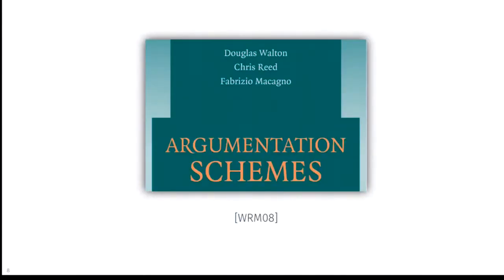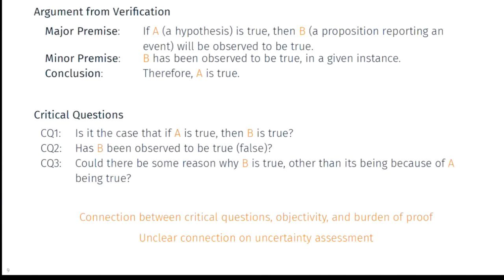Now, what they do in this paper is basically creating an argument in favor of the conclusion that MMR vaccination causes autism. And in the argumentation community, we had people formalizing those argumentation schemes, those patterns of reasoning that we use every day in putting forward our conclusions and backing them up. An argumentation scheme is nothing but a scheme that says that if there are some premises, then there is a conclusion. In this case, if a hypothesis is true, then a proposition reporting an event will be observed to be true.